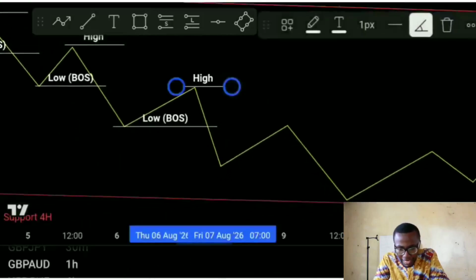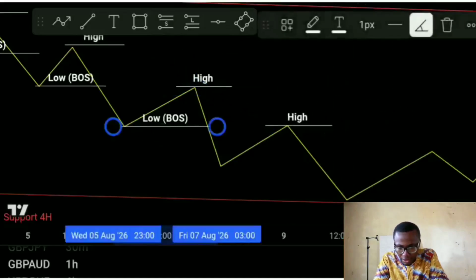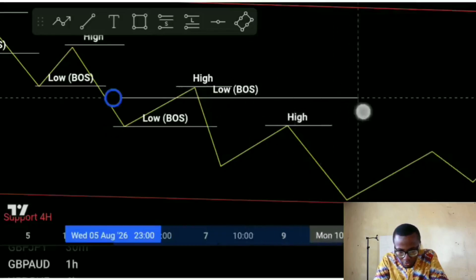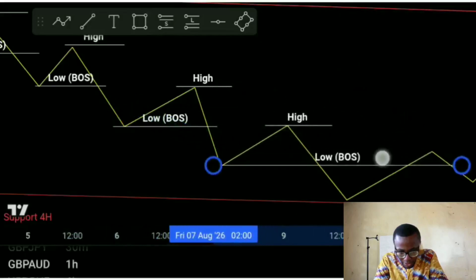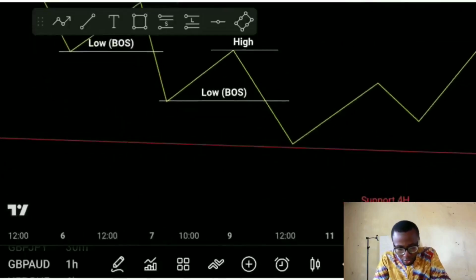Now look at another high again. Look at this high here. You see this high? Then look at the break of structure in the low. I went and unlocked this thing. Look at the break of structure in the low. Can you see the break of structure? So it broke the structure here.